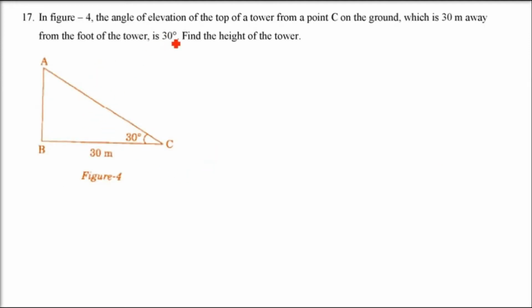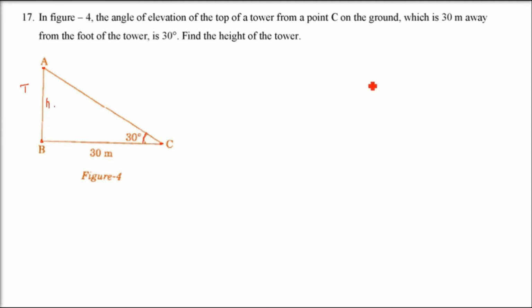In figure 4, the angle of elevation of the top of a tower. So this is a tower. AB is a tower. From a point C, this is point C, the angle of elevation is 30 degrees. And this point is 30 meters away from the foot of the tower. So A is the top, B is the foot. C is 30 meters from B. Find the height of the tower. We have to find the height of the tower.